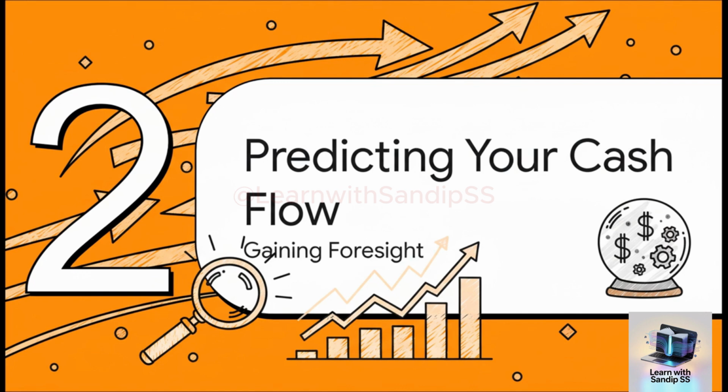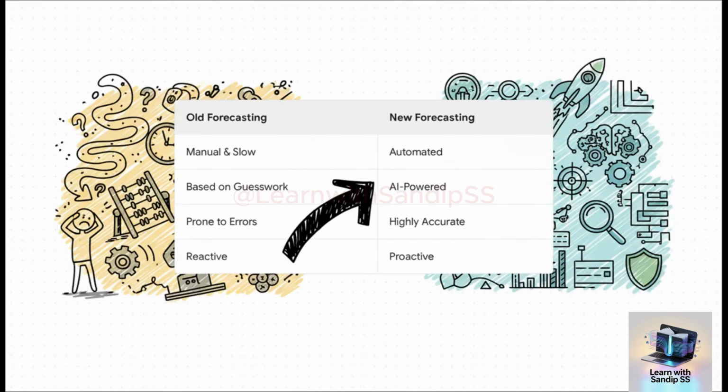Okay, so we can now see today with perfect clarity. That's awesome. But what about tomorrow? Let's talk about how this system helps you see into the future. This is where we move from just having visibility to having genuine foresight.